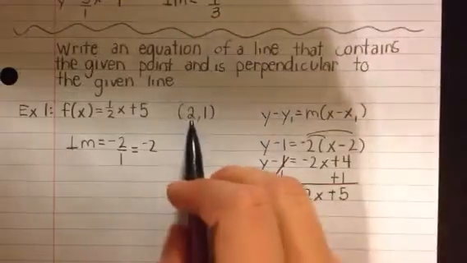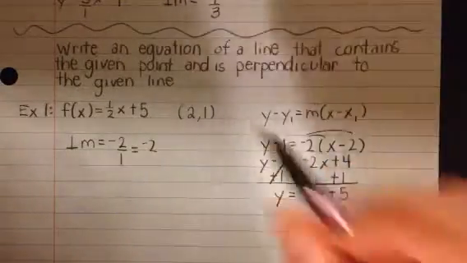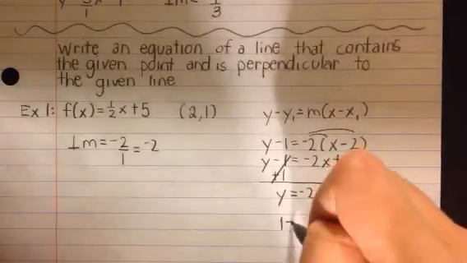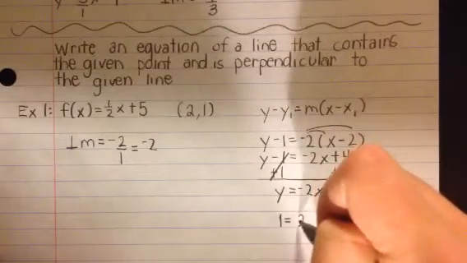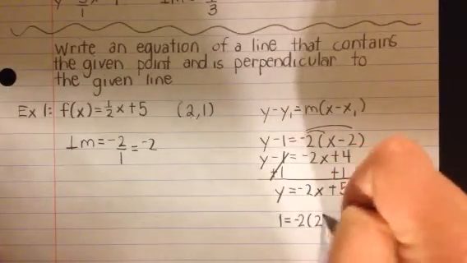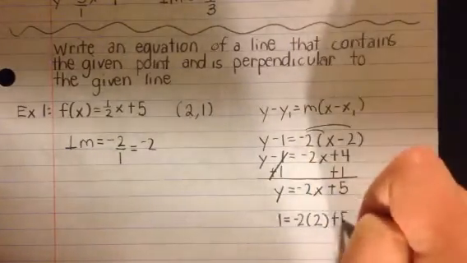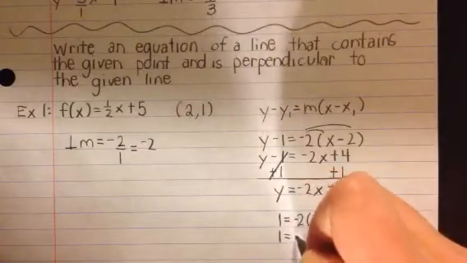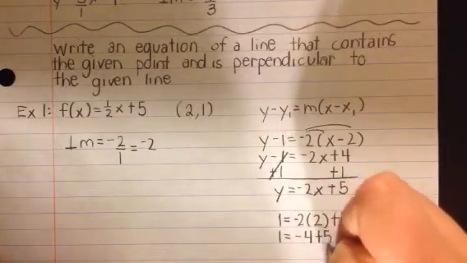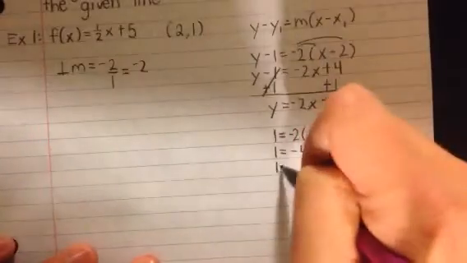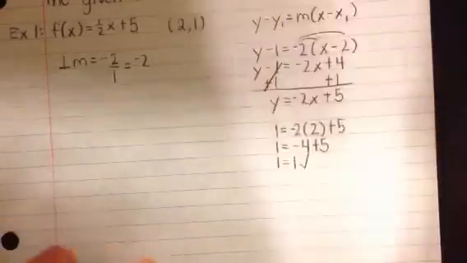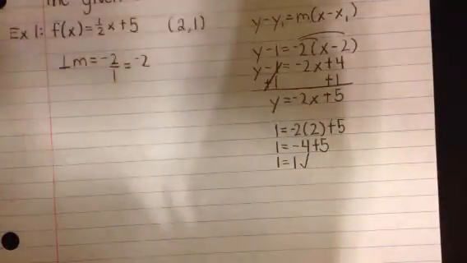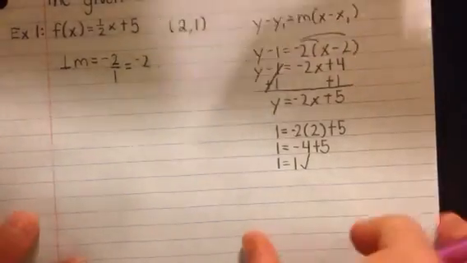Okay, and then you can also check your point. Plug in 1 for y, plug in 2 for x, and make sure it matches up. If I get -4 plus 5, that becomes 1, so everything checks out. Let's go ahead and practice one more example.